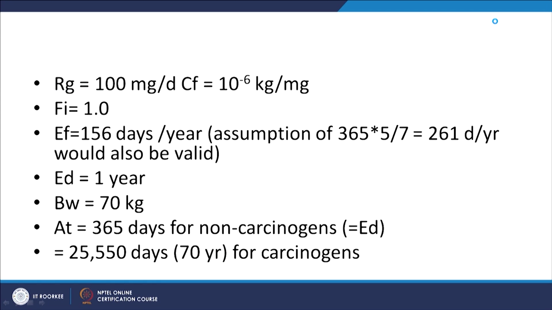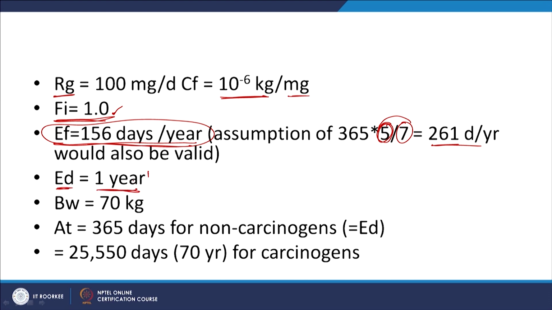So, let us move on. Here, what are the different values? I think this is the soil ingestion rate, it is 10 power minus 6 kg per mg. Fraction of soil that is from contaminated site, we are taking it to be 1. Based on the relevant site conditions, looks like we are going with exposure frequency to be 156 days per year, or as I mentioned earlier, we can assume that out of the 7 days in a week, people are going to work for 5 days and take it to be 261 days per year. Obviously this particular aspect would depend upon the relevant site. And then we have exposure duration, for that particular site we are looking at 1 year. Body weight, from the standard table we are taking 70 kgs.